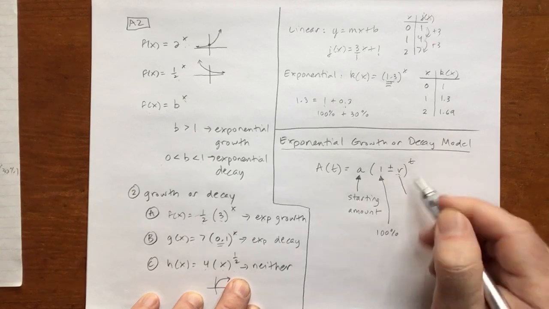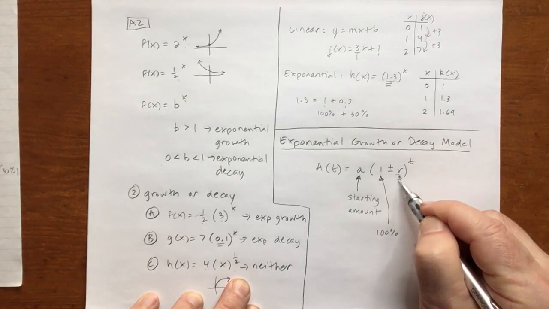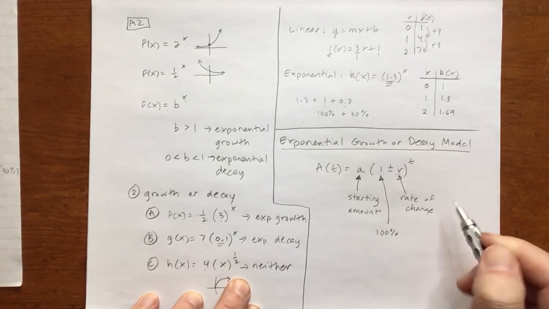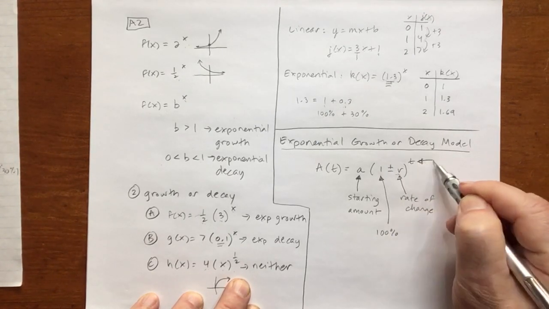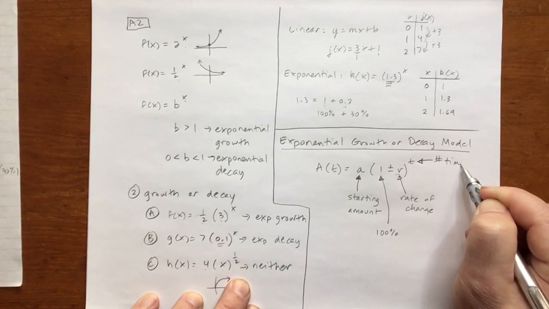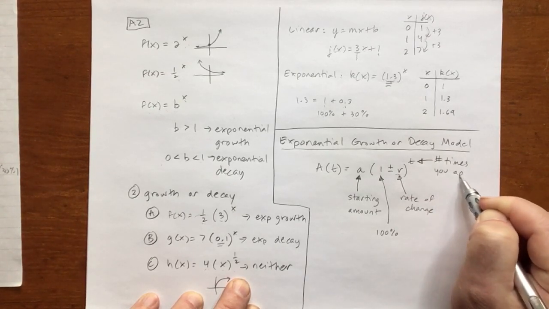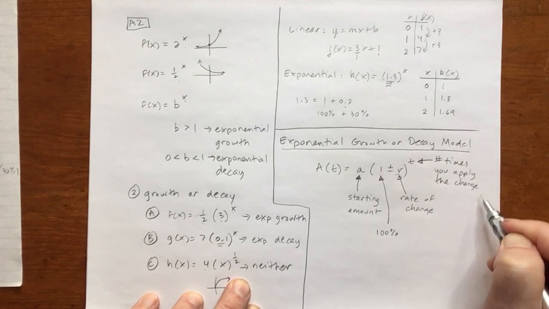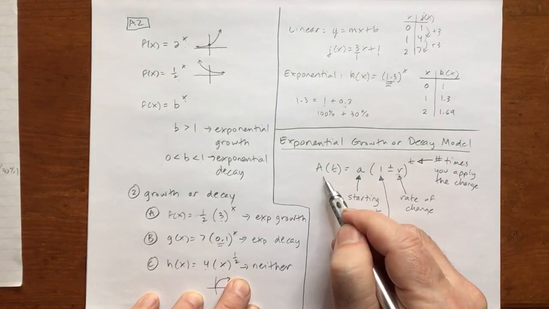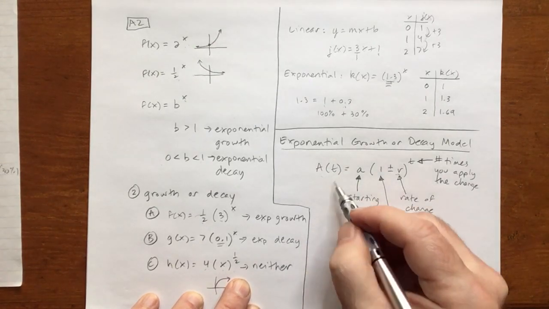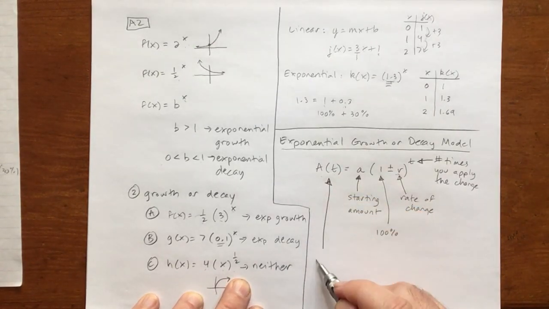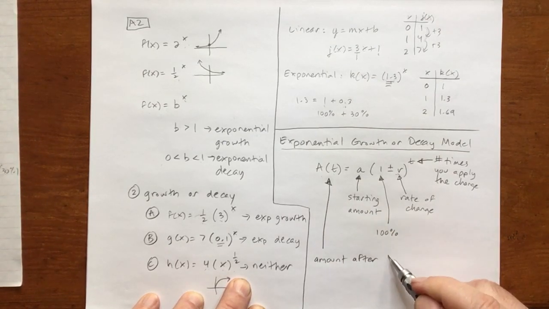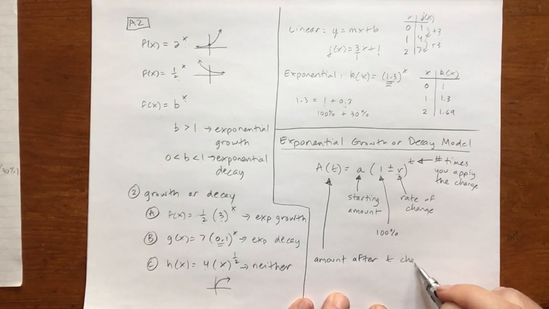The r is your rate of change. The t is the number of times you apply the change. And then your A of t will represent the amount after t changes.